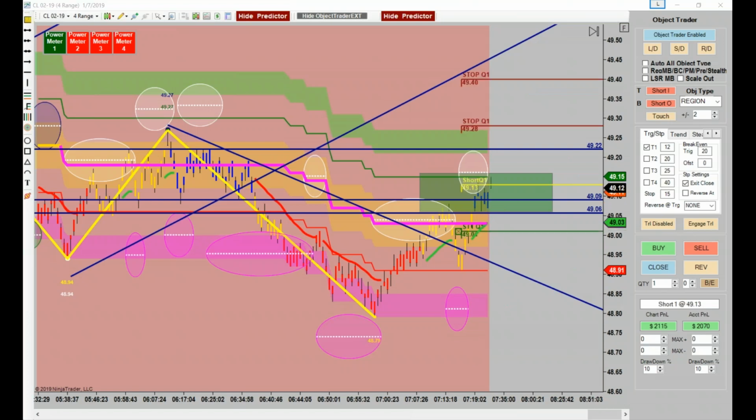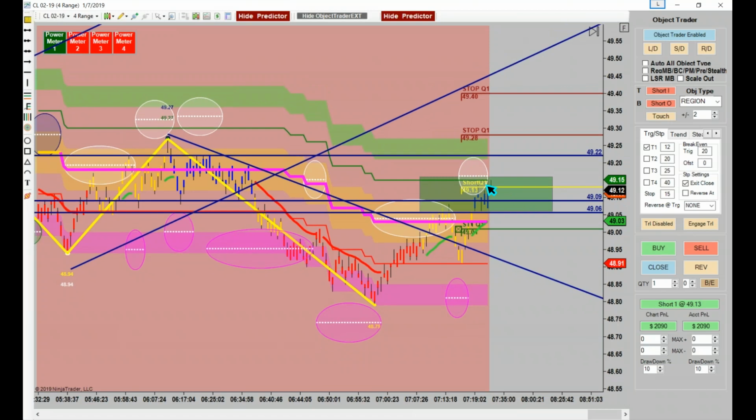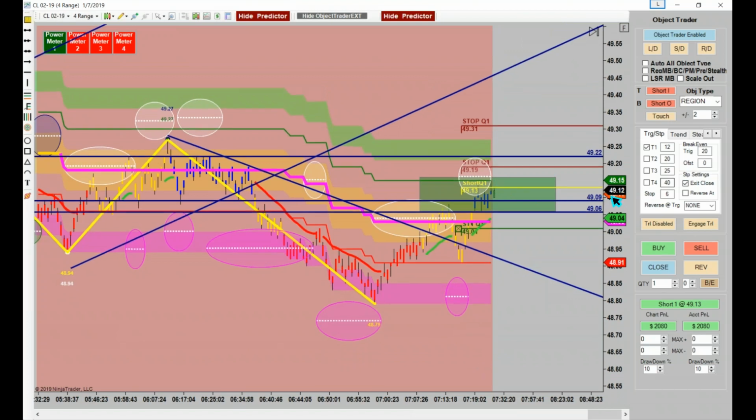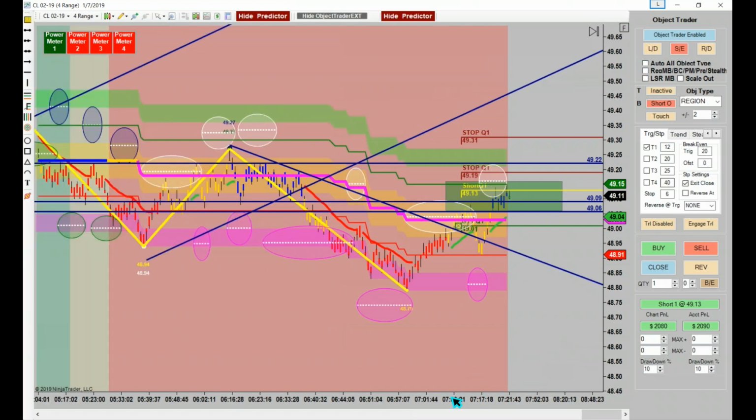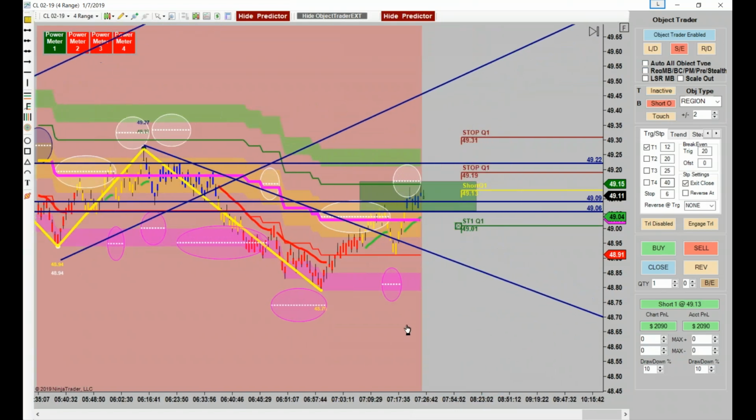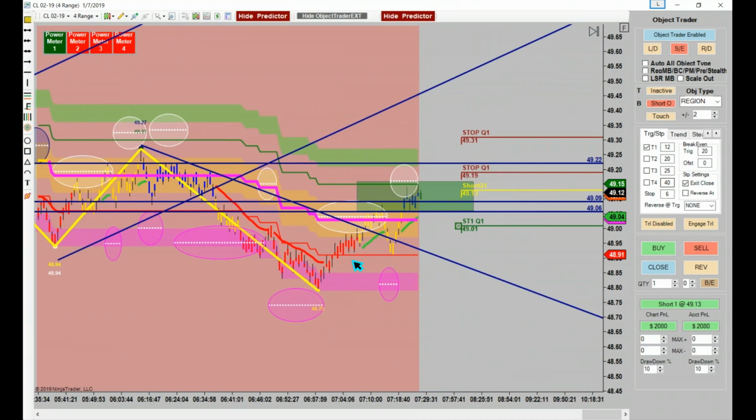See if we can get something. Okay, we just got something. I'm going to put a tight stop on it, just in case. Exit on close. And I will do one more if it happens to break this little box here. See if we can get it.